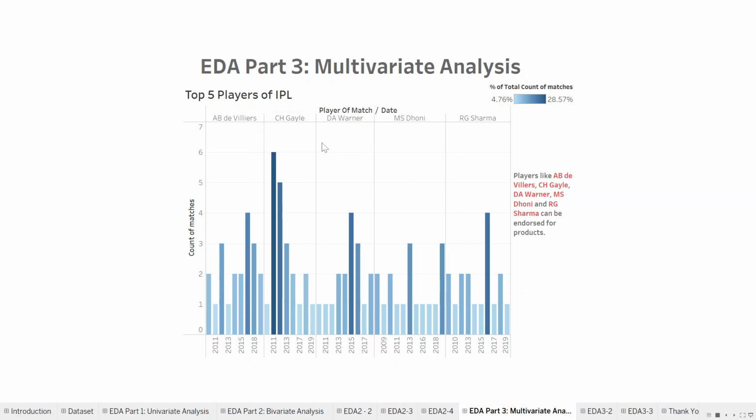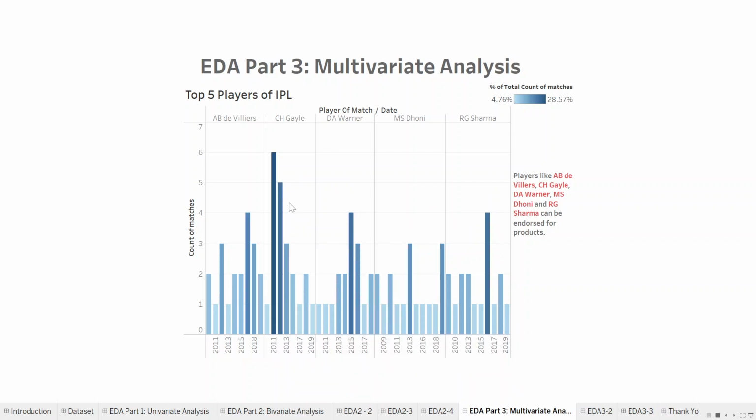And how I have managed to find out whether they are top players or not is based on the count of matches and what were those matches where they were announced as the player of the match. Again, the date is also taken into consideration. So here you will see that Chris Gayle had won the maximum number of player of the match awards, and that too happened in the year 2011.